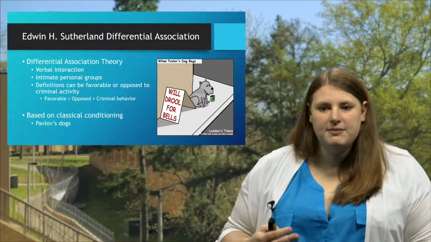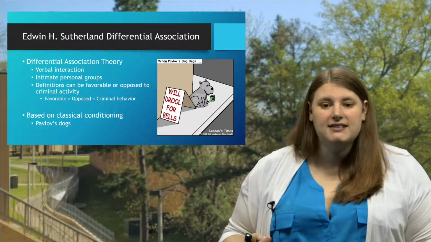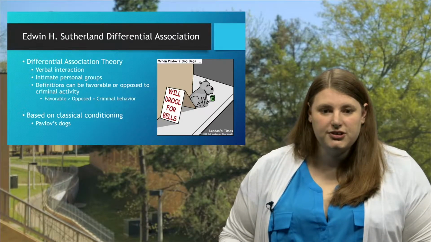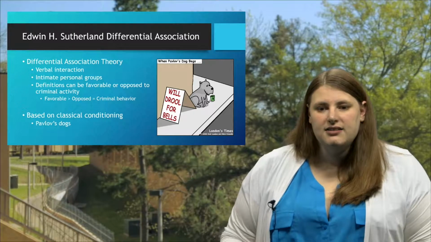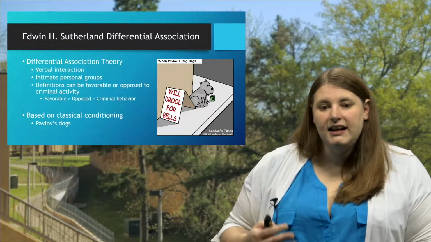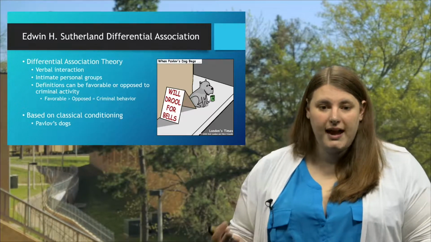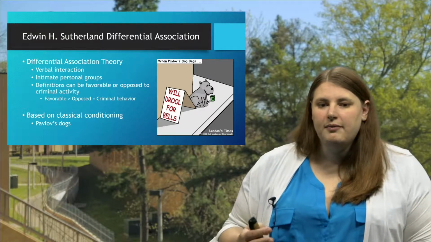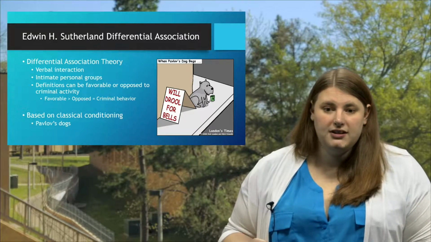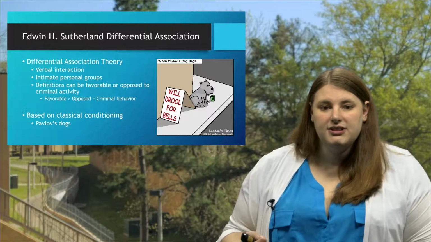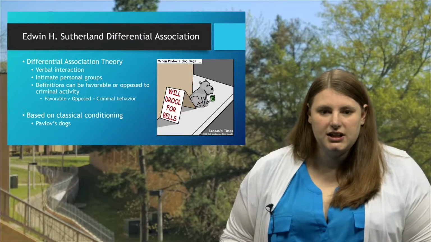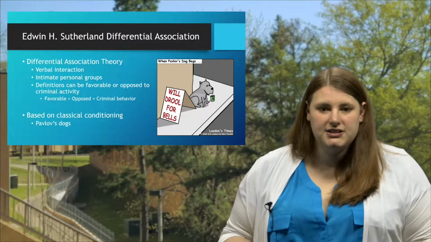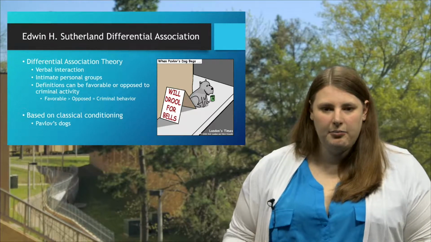Sutherland's theory was based upon the psychological concept of classical conditioning, which was popular at the time when Sutherland developed his differential association theory. Classical conditioning is based on the idea that an individual can learn to associate a behavior or a specific response with a specific stimuli. Some of you may be familiar with Pavlov's dogs. Pavlov was a psychologist attempting to prove classical conditioning. His experiment sought to alter a dog's reaction to a noxious stimuli, in this case the ringing of a bell.